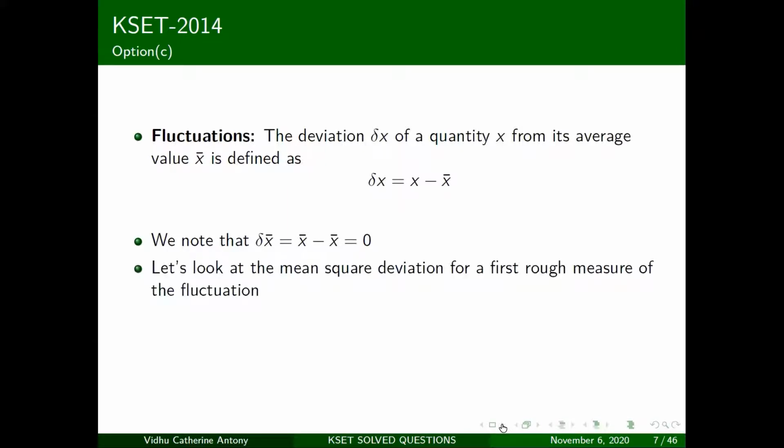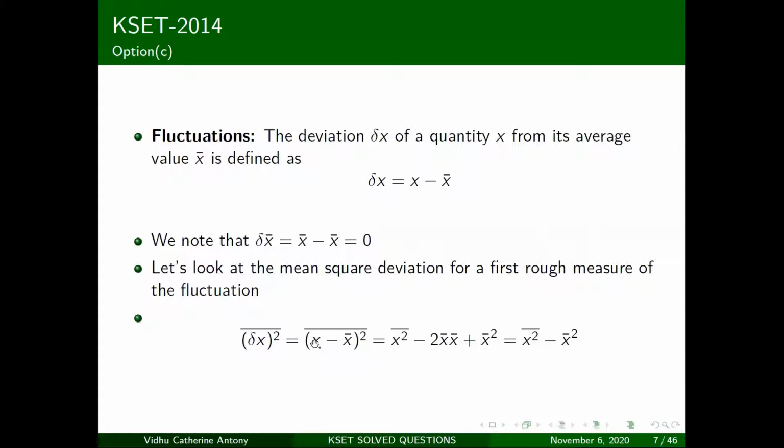Now let's look at the mean square deviation as a rough measure. The first rough measure of the fluctuation. So what is that going to be? You're going to take your delta x and square it, and then you want to find the average. So what do you have here? You have (x minus x bar) whole squared, averaged.